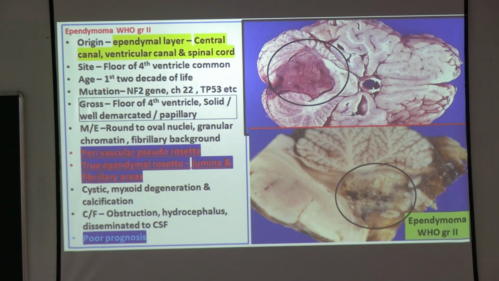And the cells, I will come to it later, may form perivascular rosettes, pseudo rosettes and true rosettes. What is a rosette? I'll come to that. And this tumor has a very poor prognosis.